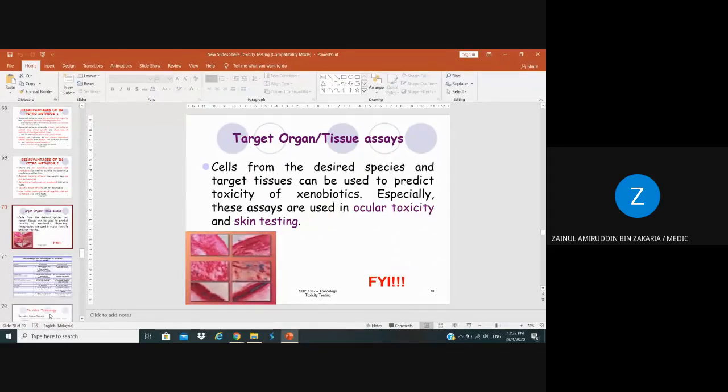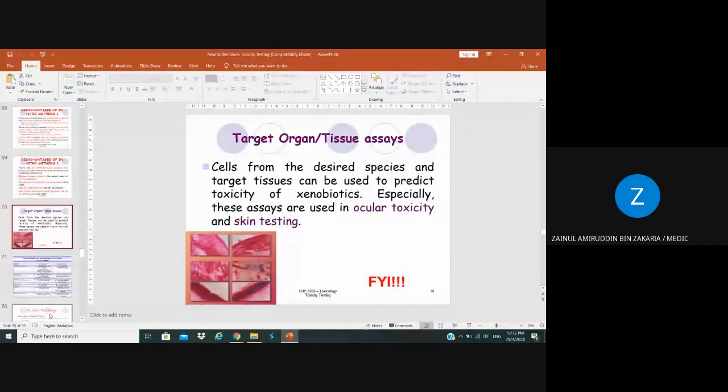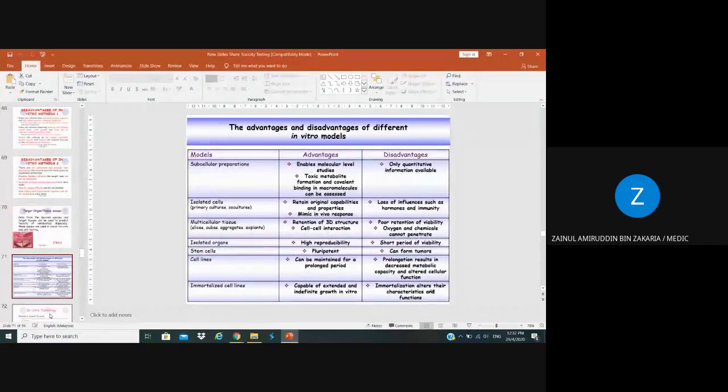Okay, target organ cell. There are ocular and skin tests that can be used. This is another table to show you the advantages and disadvantages. You can read it.